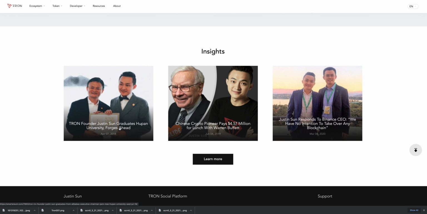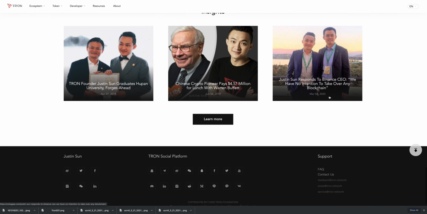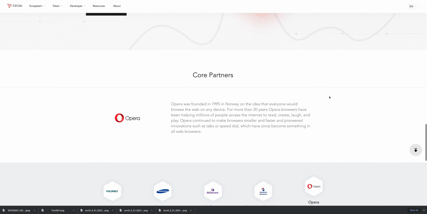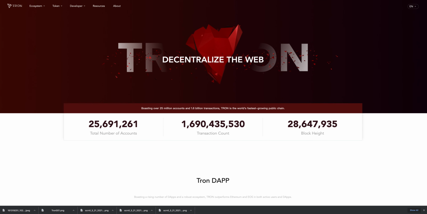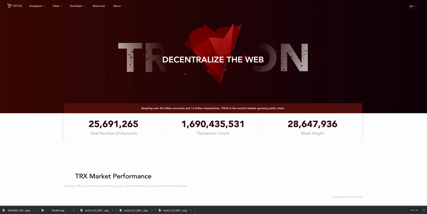Here we are, 2018, Tron founder Justin Sun. We have the record $4.57 million. They say lunch here, but I think it was actually a dinner. And then here's a photo of Justin Sun with the Binance CEO. Okay, so Binance is a huge crypto exchange. The CEO for Binance is also a very young person as well. A lot of these guys in the blockchain realm are in their 20s and 30s. This is new. This is all new technology I'm exposing you to here.